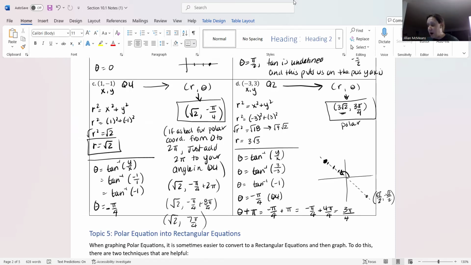All right. So we now know how to plot polar coordinates. We know how to convert between rectangular and polar. So in the next two videos, we're going to look at converting polar equations to rectangular equations and vice versa.